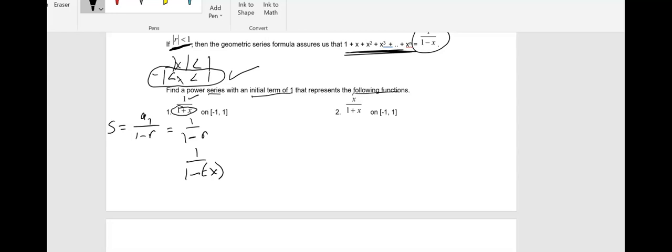So think about what that would mean in terms of a series. First term would have been a 1. We're multiplying by a negative x every time. So the next term would be a negative x, and then plus an x squared, minus an x cubed, plus an x to the 4th, so on and so forth.